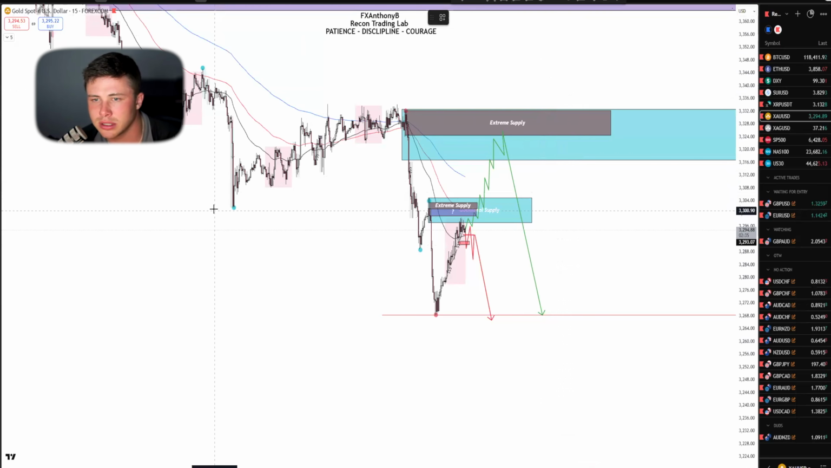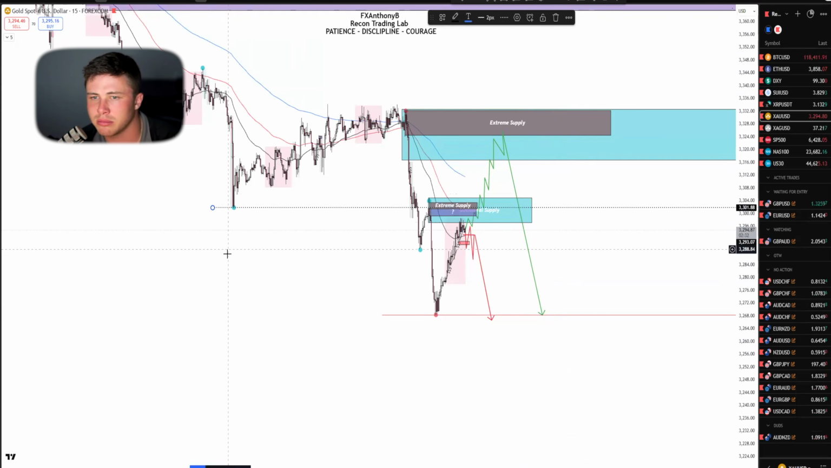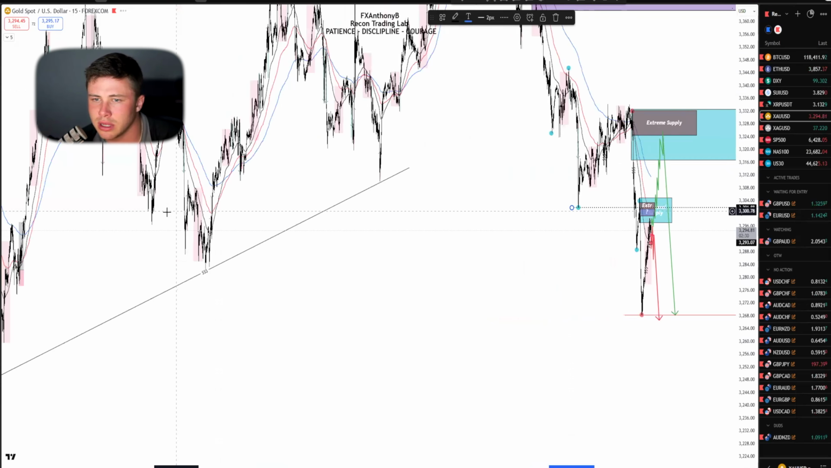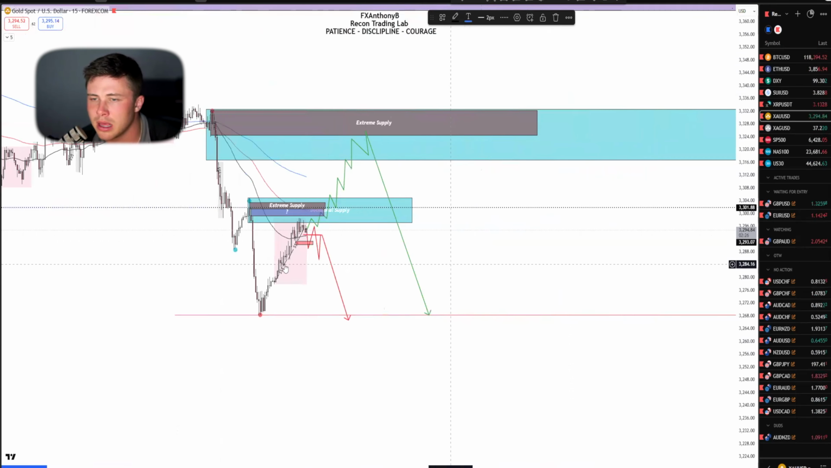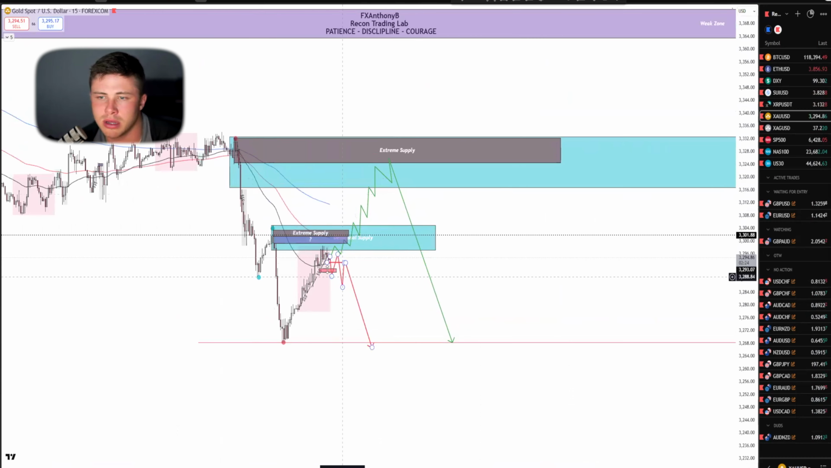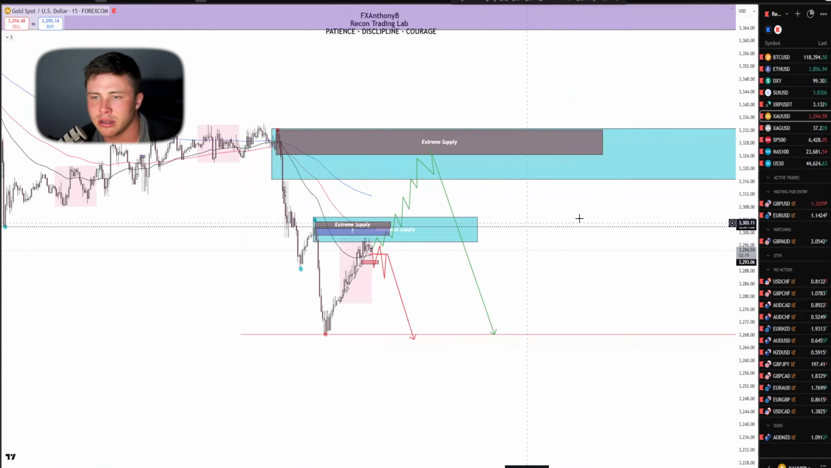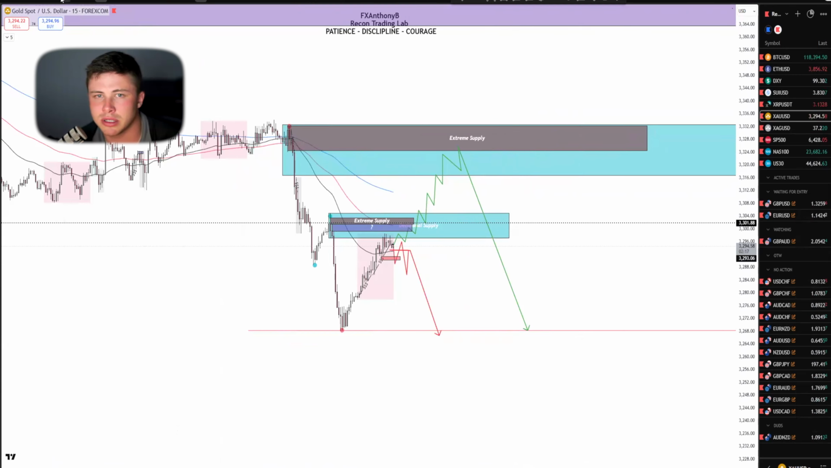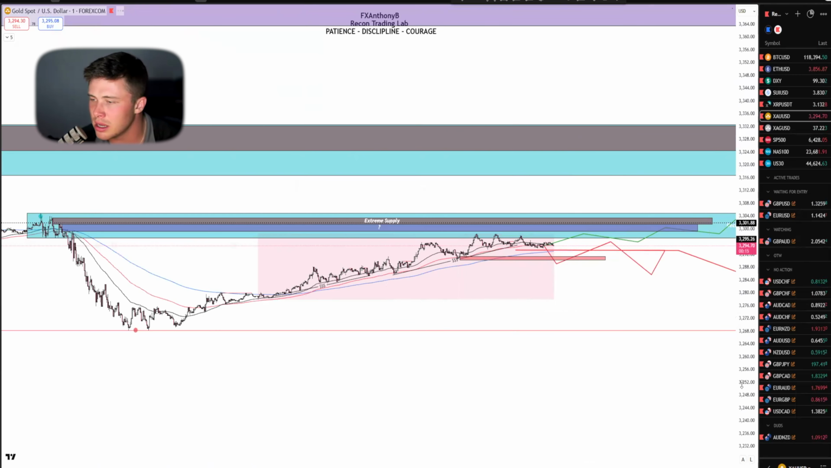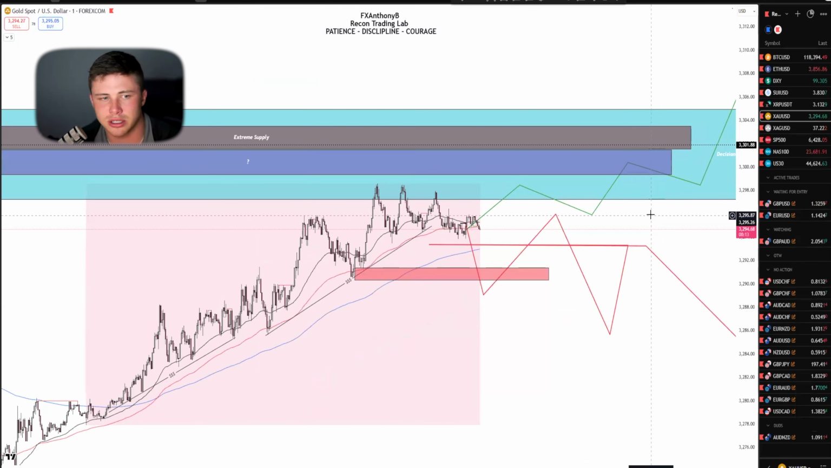So I'm actually going to mark this. The bottom there, that could be a nice target. Looking left, there is a little bit of structure in there too. So we could see this continue up to the front and create more liquidity and grab liquidity out of this demand zone on the extreme supply there. This could be a good trade for London tonight. So we're just watching and paying attention.